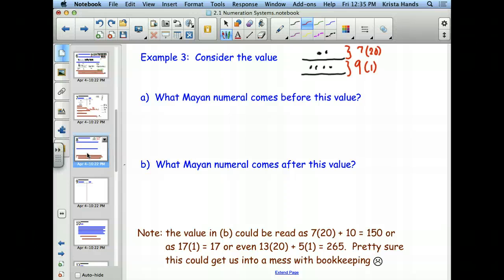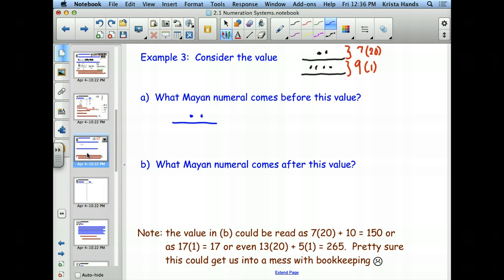What numeral comes before this? So if I had 7 20s and 9 1s, what would I need for it to be the numeral before this? How many 20s would I have? Still 7, right? That doesn't change. So let's start with that. I'm going to do my 2 dots and a bar. There's still 7. Okay, then what?